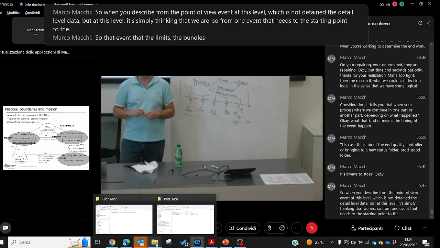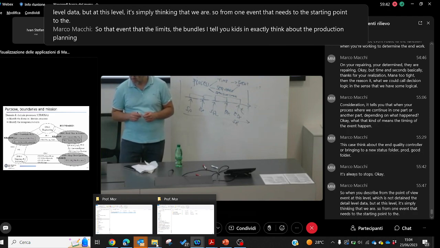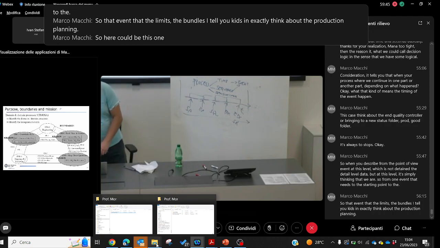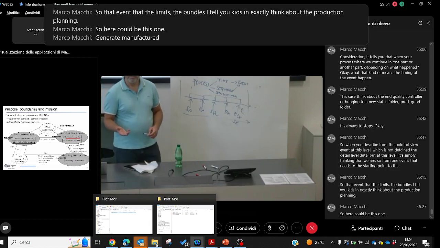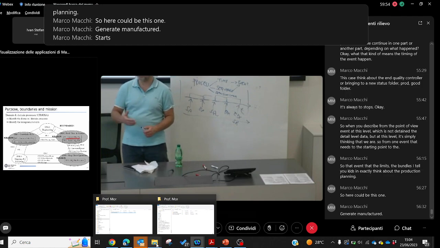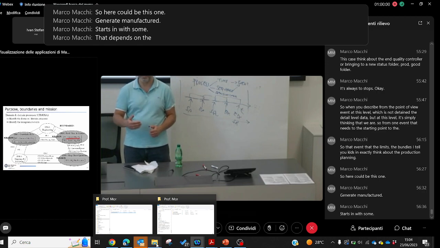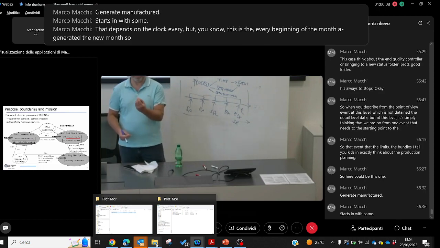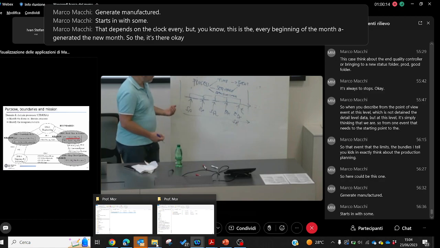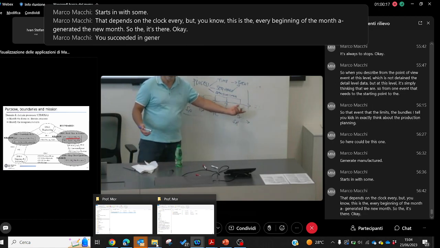I tell you a case, an example. Think about the production planning. Okay? So here could be this one: generate manufacturing plan. It starts with some timing that depends on the clock. Every beginning of the month I generate the new manufacturing plan. So the clock in time is the start event. Okay? It ends when you succeeded in generating the plan that is feasible.